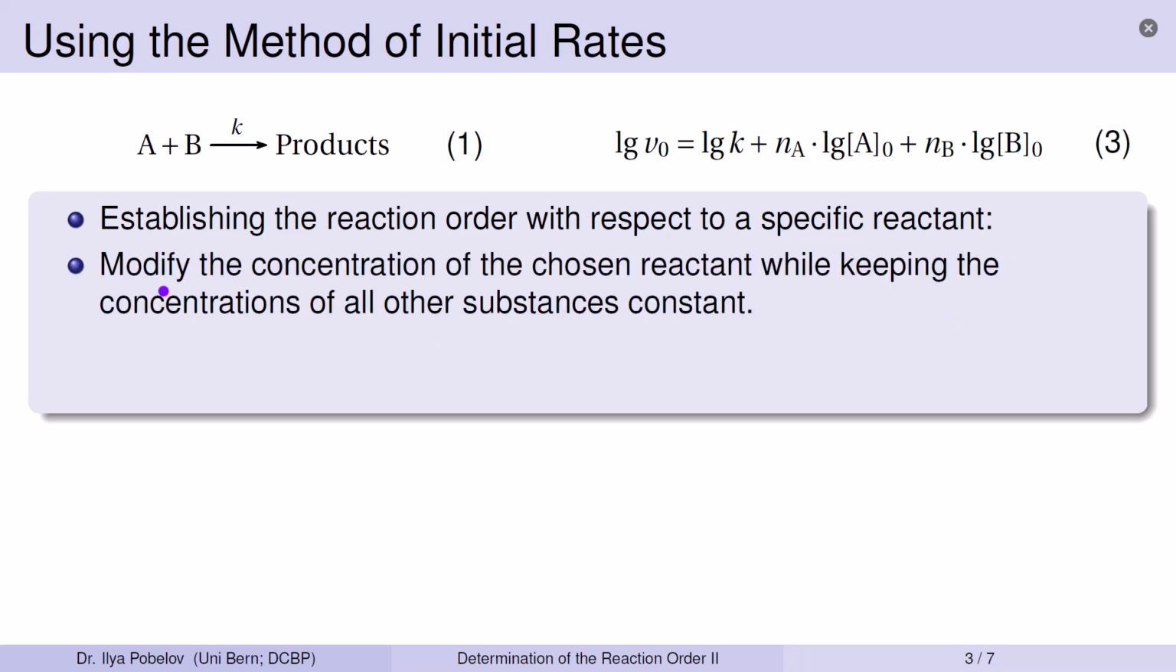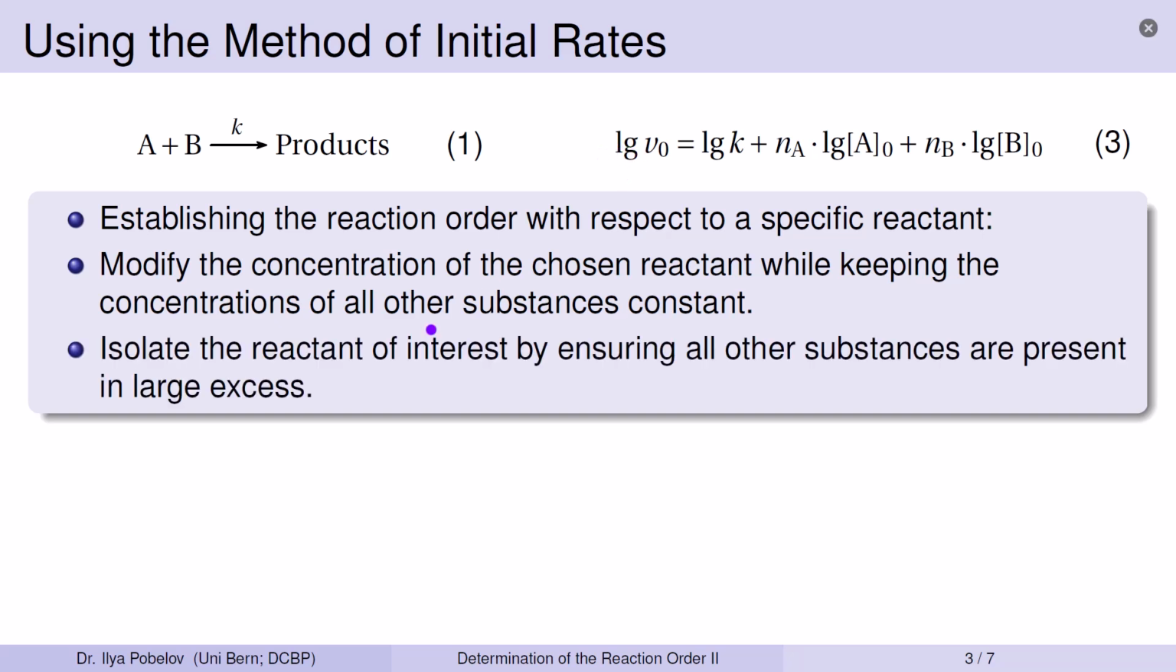First, we can modify the concentration of the chosen reactant while keeping the concentrations of all other substances constant. This allows us to observe how changes in this single reactant's concentration affect the initial reaction rate. Alternatively, we can isolate the reactant of interest by ensuring that all other substances are present in large excess. This isolation helps in simplifying the rate law and focusing on the impact of the reactant under study on the reaction rate.